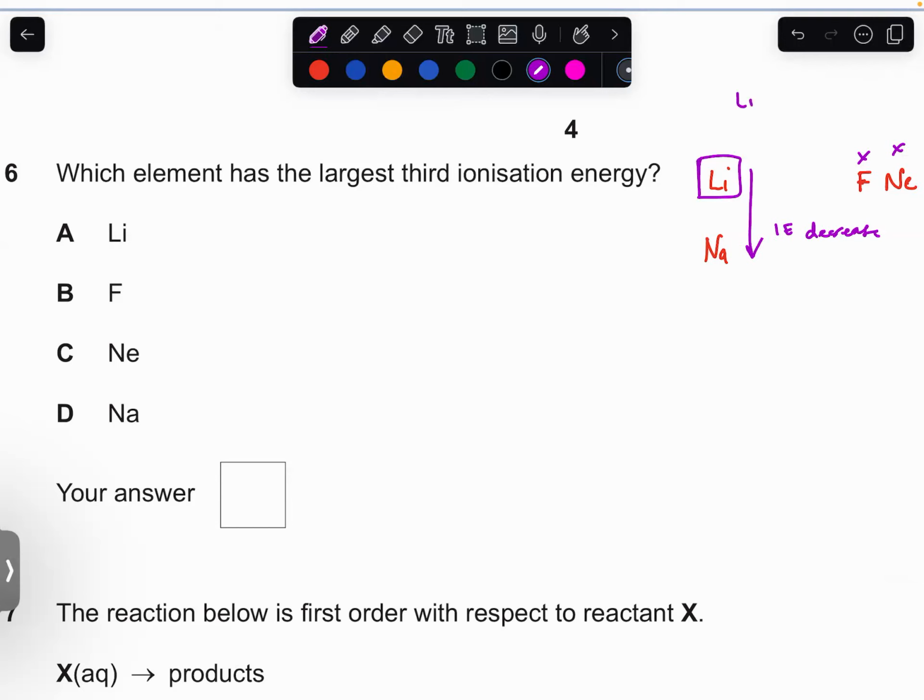Lithium has only got 3 electrons as well. 1, 2, and then 3. It's the smallest. It's going to have the least amount of shielding, and these factors give it the greatest third ionization energy. First electron removed, second electron removed, third electron removed.